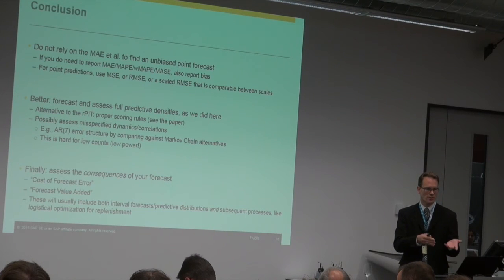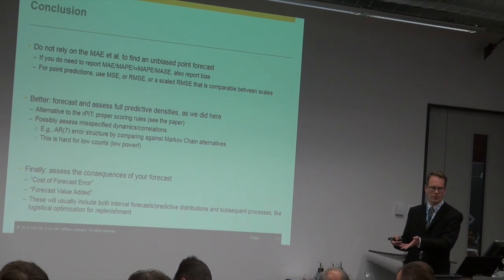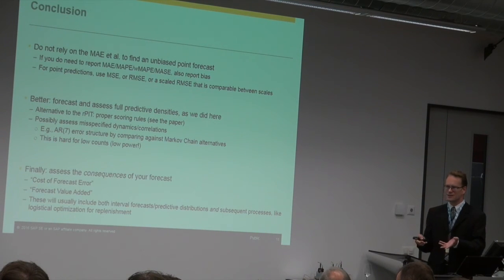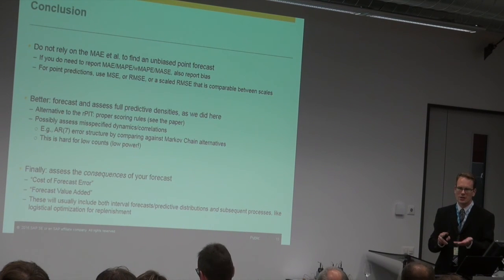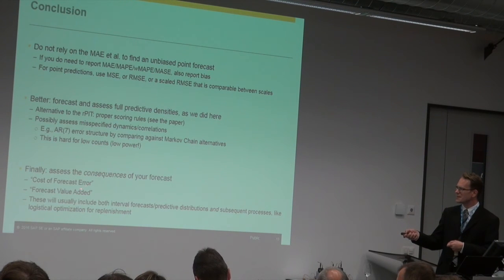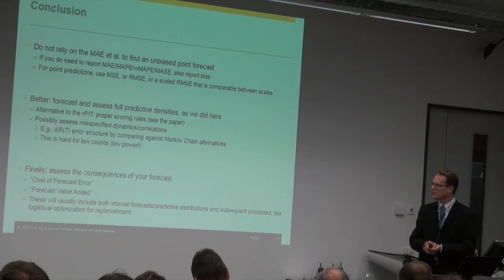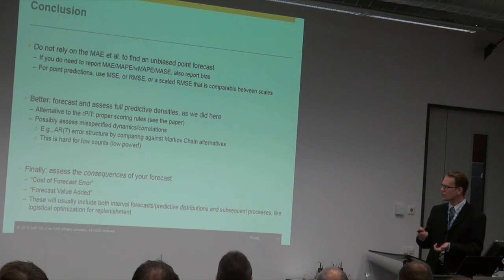You take the forecast and prediction, you do something with that. If you do credit scoring, well, you do something with that. You give the guy a loan or you don't. And then you should really look at, well, did that perform well? Is my profit going up or down? And in supermarket sales forecasting, the question is, how much stock do I have and how much out of stocks do I have? Stuff like that. So you should really look at the consequences of the forecast, cost of forecast error or forecast value added, or just some tags that you can find in the literature on this here. And these will usually include interval forecasts for predictive densities, because you need some kind of safety allowance often, and subsequent processes like logistic optimization for replenishment.